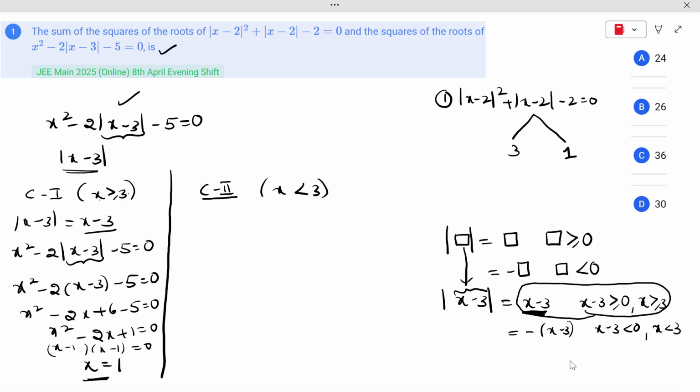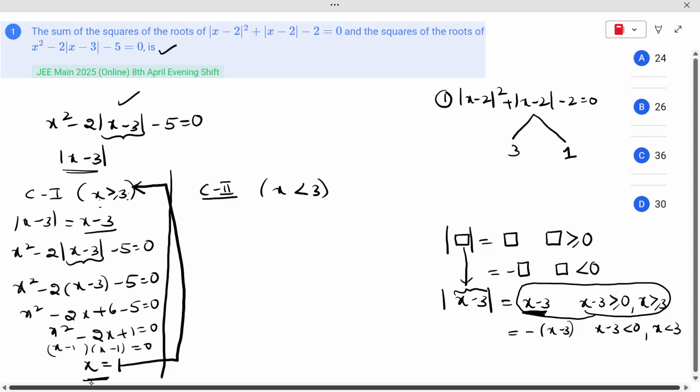So x is equal to 1, is it satisfying the case which you have taken? The case which I have taken is x greater than or equal to 3. But is x is equal to 1 greater than or equal to 3? No, not at all. So x is equal to 1 is not a valid solution. Now we understood that from case 1 we are not getting any valid solutions. So let us go to case 2 and understand if we are getting a valid solution or not.